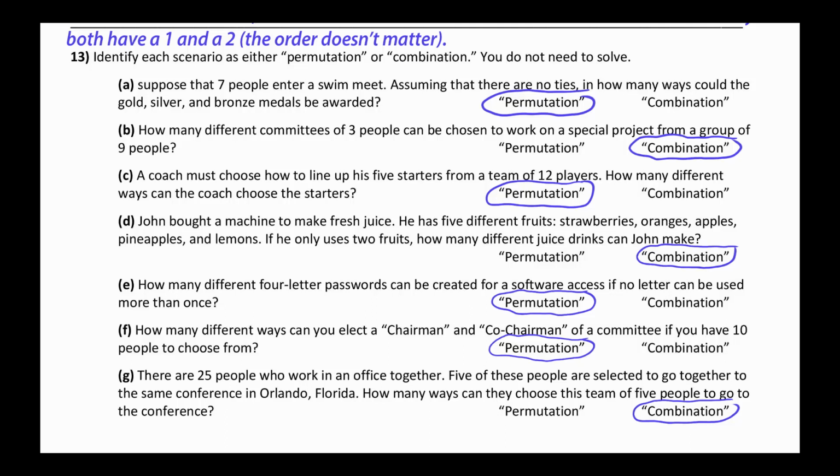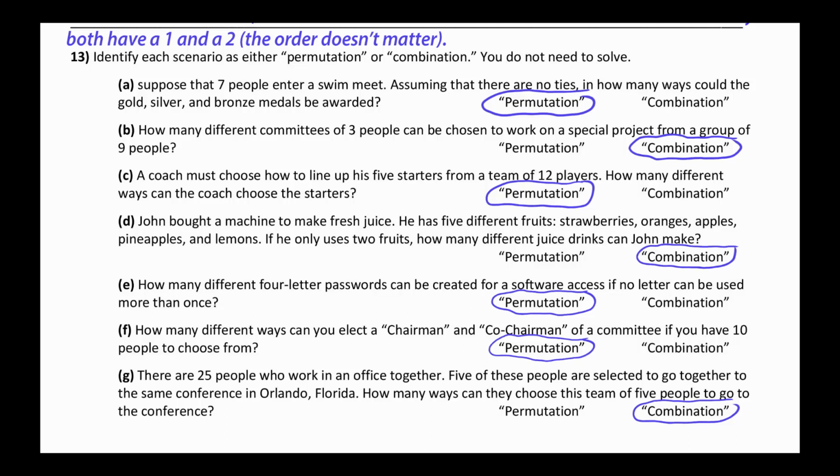B, how many different committees of 3 people can be chosen to work on a special project from a group of 9 people? This is a combination. So I know it's 3 different people, but if you choose Tim, Bill, and Amy in that order, is it different from Amy, Bill, and Tim? It's the same committee. It's the same 3 people. So the order does not matter.